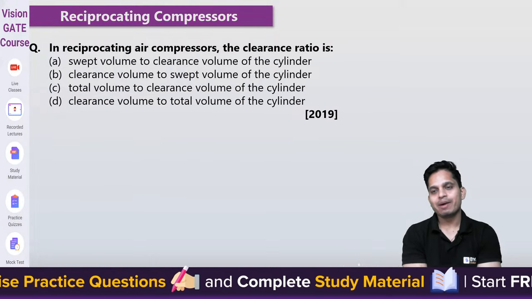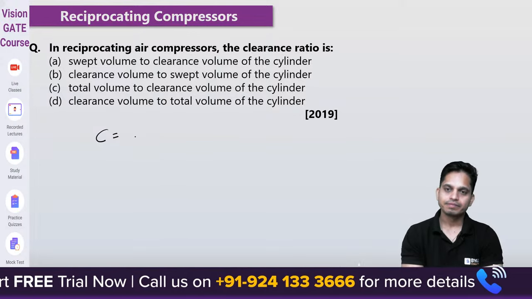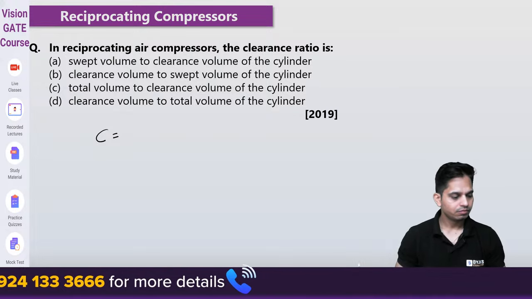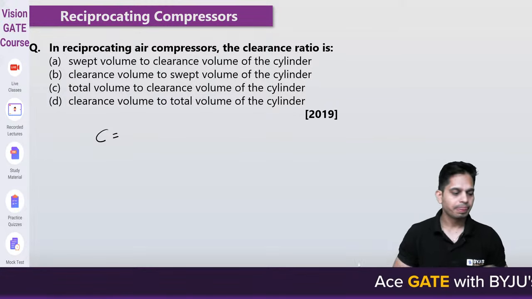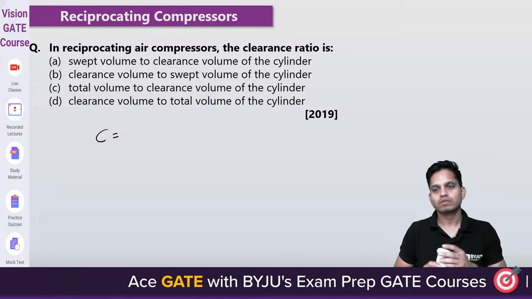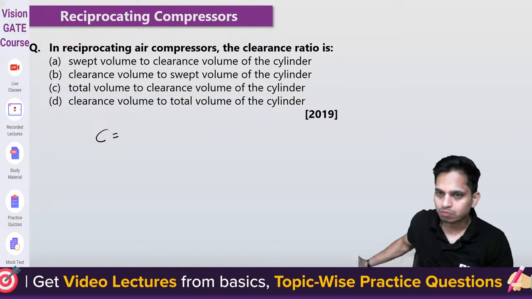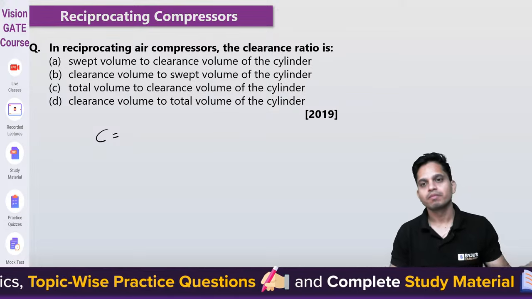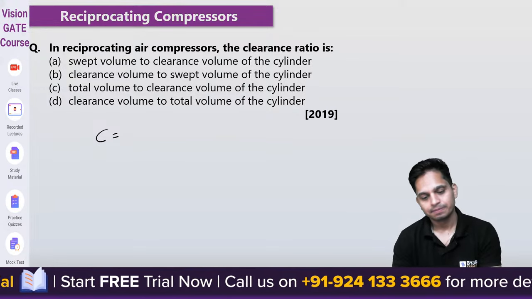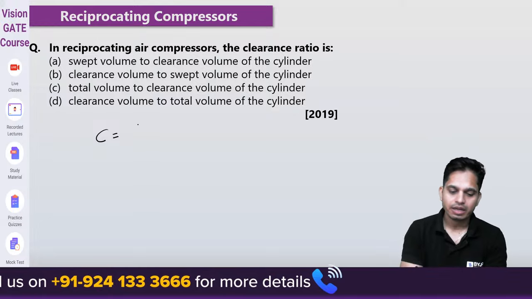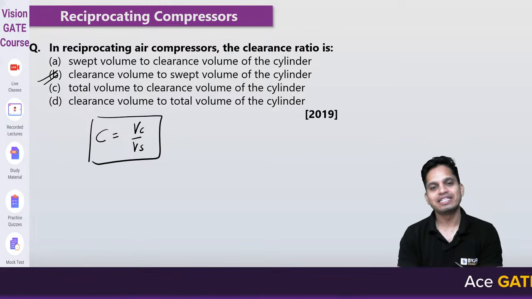In reciprocating air compressors, what is the clearance ratio? C. Yes, clearance volume by swept volume. Very good. That is the clearance ratio.